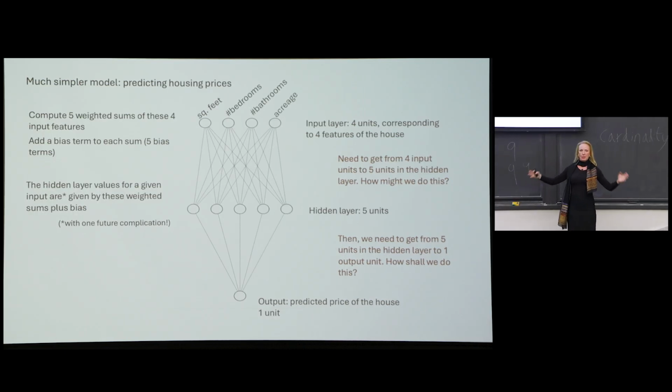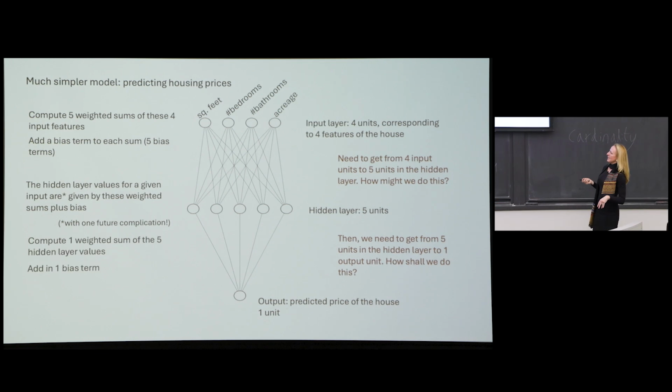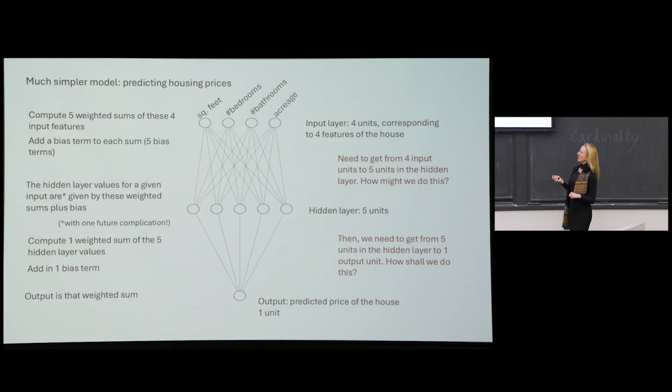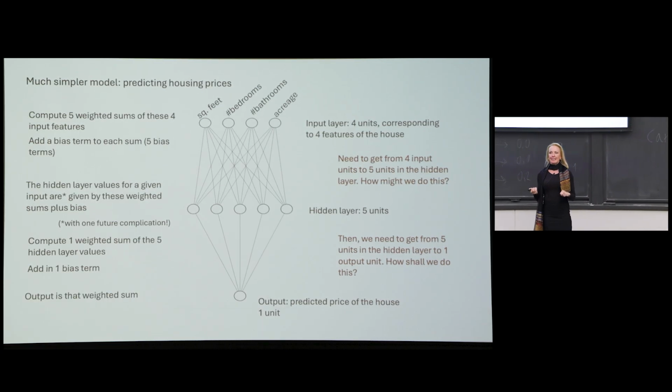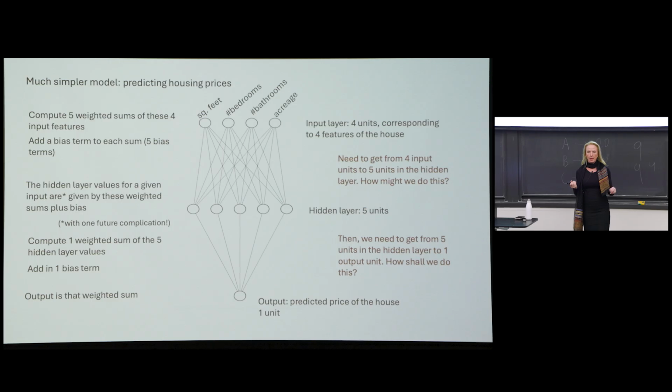Okay? So I have these 5 units in the hidden layer. So I need to give each of them their own weight. So I need 5 weights. Then I always allow myself a bias term just to give a little additional flexibility. So what I do is I have 5 weights and 1 bias term. And the output here in this case would just be that weighted sum. This example is kind of nice because we don't need to worry about probabilities just yet. We'll come back to them.